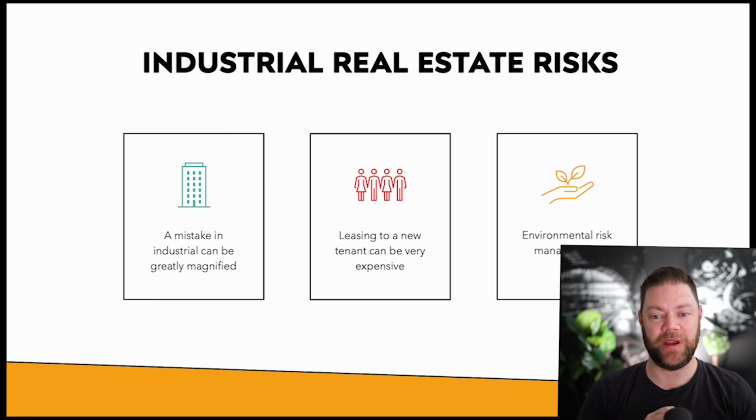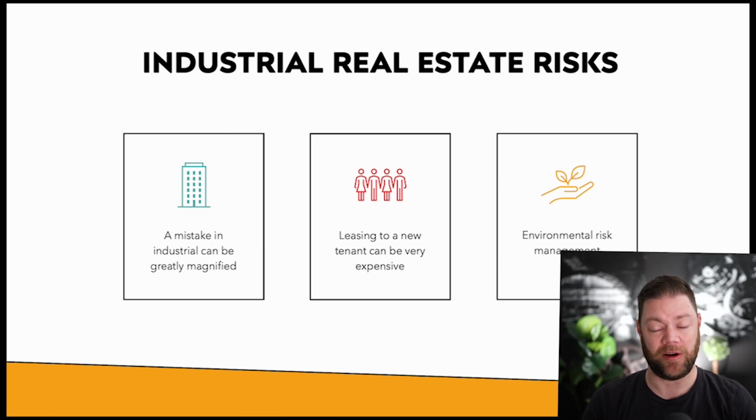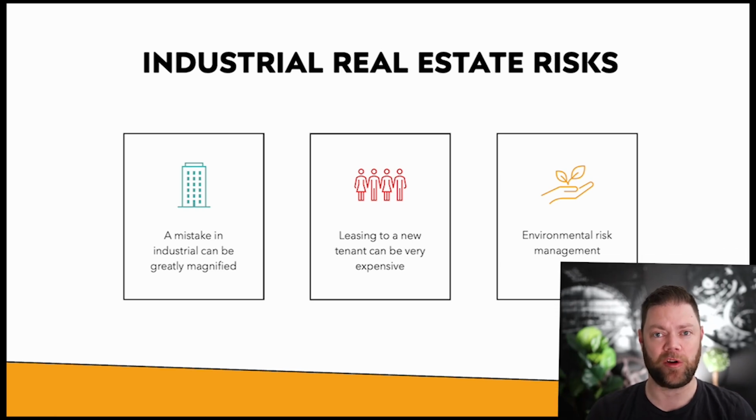So here's the three that I mentioned that I would be most cognizant of. The first is that a mistake in industrial can be greatly magnified. And real quick story, an investor that I know bought a property in a small market outside of a major market. So the city itself was large, but this was a smaller market, half an hour outside of the major city. And they bought the property.